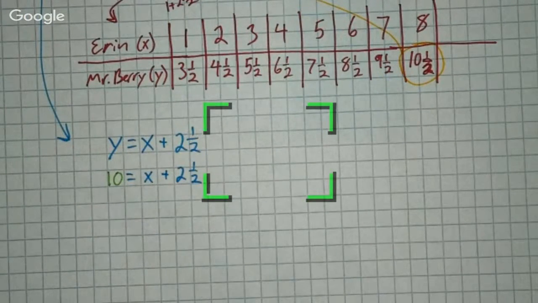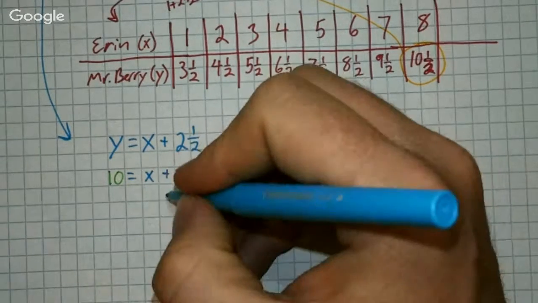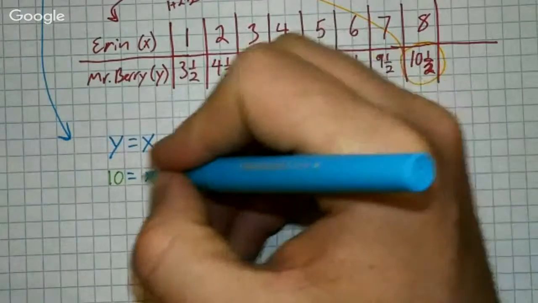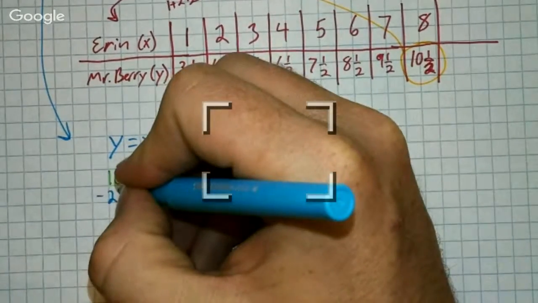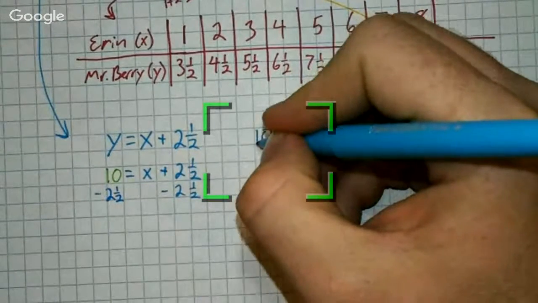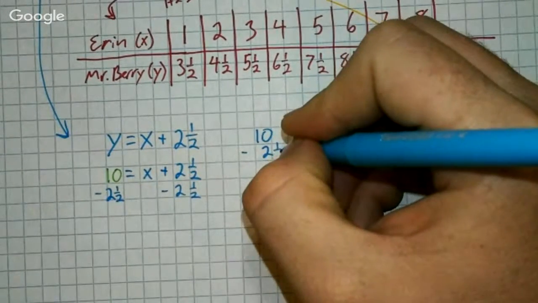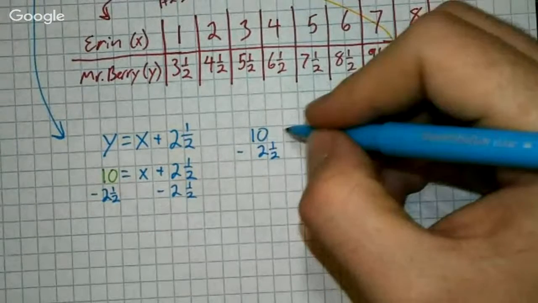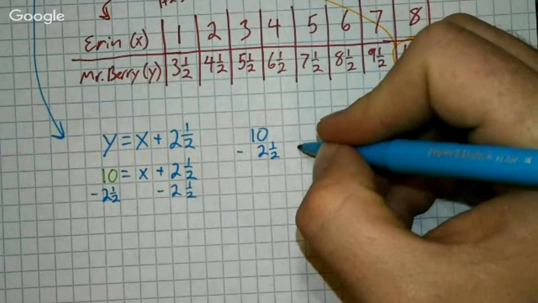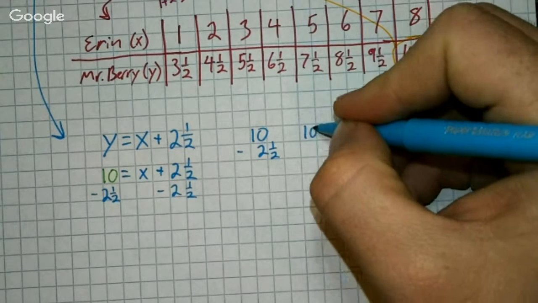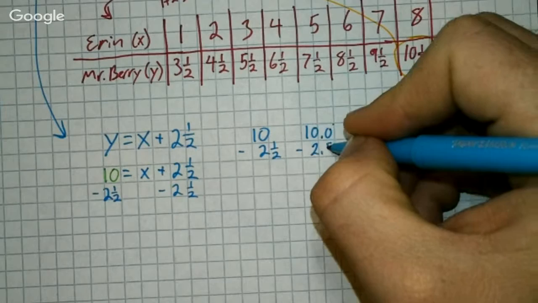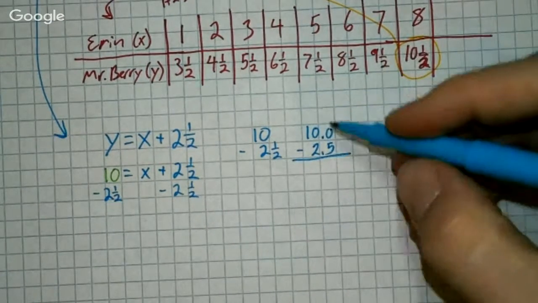Now, the best and easiest way to do this would be to subtract 2.5 on this side, which would cancel that out, and subtract 2.5 on this side. Then we would just have to find what 10 minus 2.5 was. Now we can also switch that. Since you are smart 8th graders, you know that a half means 0.5. So you can say 10.0 minus 2.5. Can't do that.